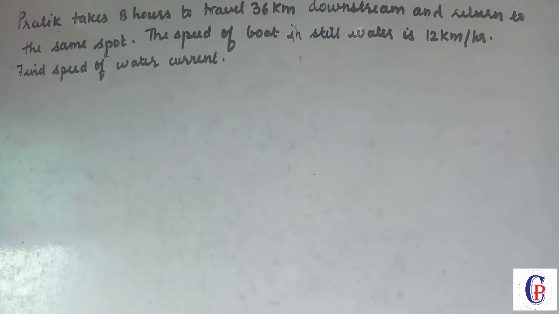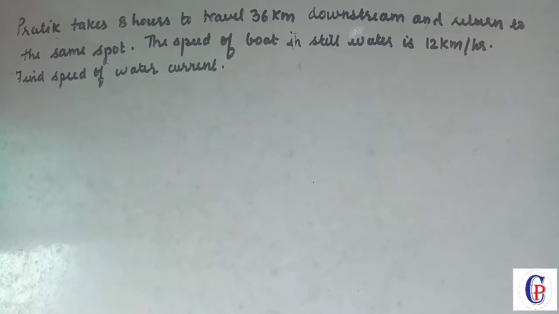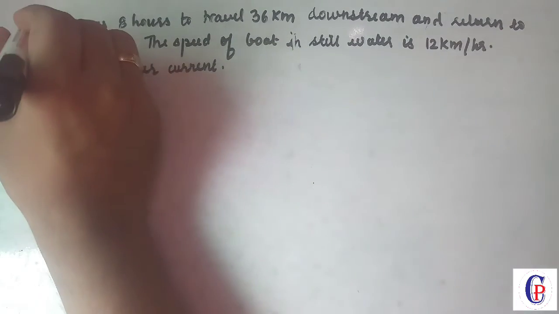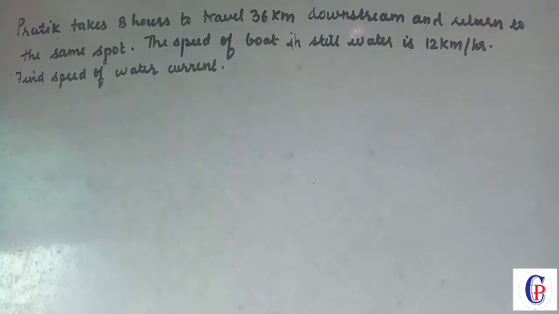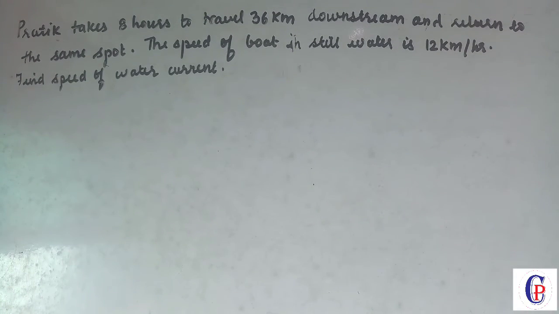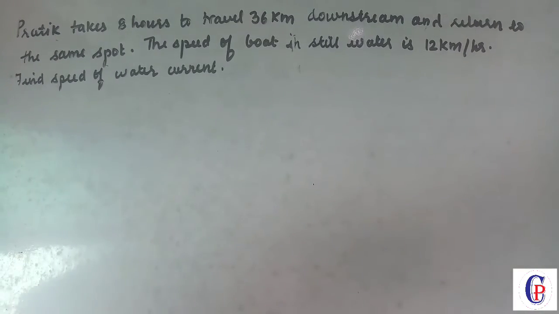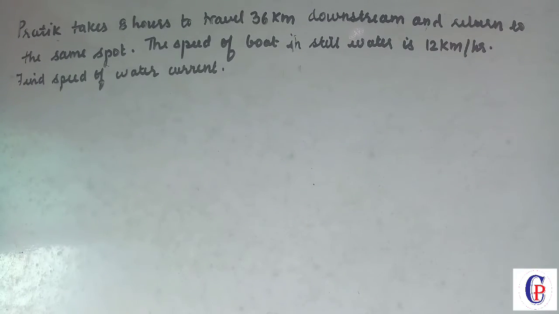So let us discuss another question. Pratik takes 8 hours to travel 36 km downstream and return to the same spot. The speed of the boat in still water is 12 km per hour. Find the speed of the water current.